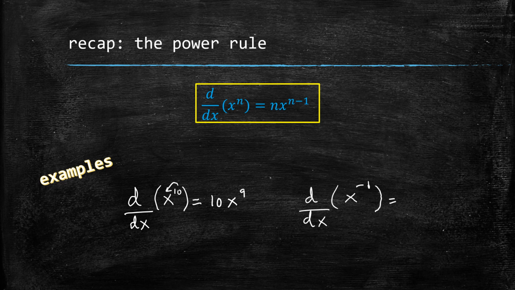And just one more, we can also do it with negative exponents. Remember, n is any real number, so this would be negative 1x, and subtracting 1 from negative 1 will give us negative 2.